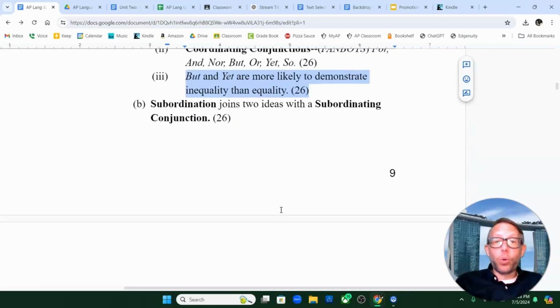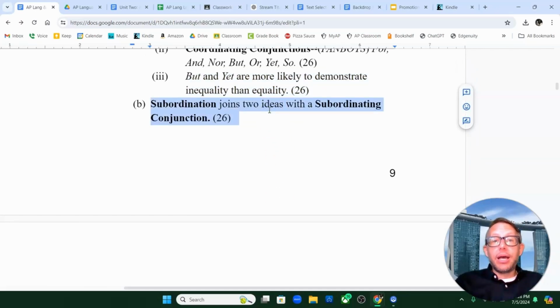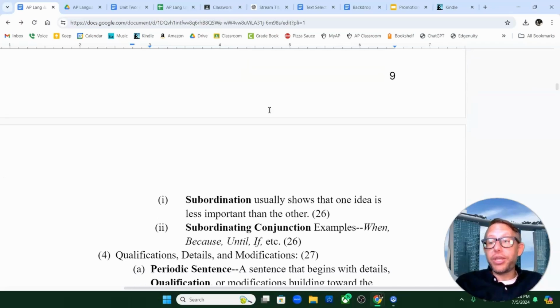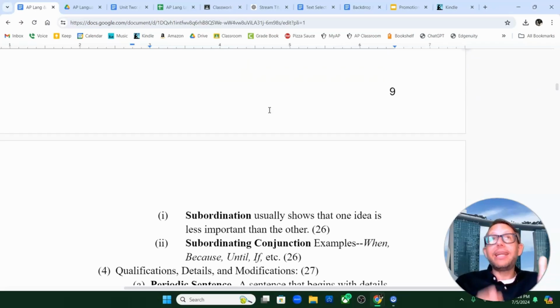Now, on the flip side, of course, is subordination. That's going to join two ideas with a subordinating conjunction. And really, subordinating conjunctions are the things that I alluded to before that take an independent main clause and turn it into a subordinate dependent clause, okay? So just to skip down here for a moment, those are some examples that I gave you before. When, because, until, if. If you put those at the beginning of a quote-unquote complete sentence, it's now no longer a complete sentence. Why? Because you've taken an independent main clause and turned it into a subordinate dependent clause.